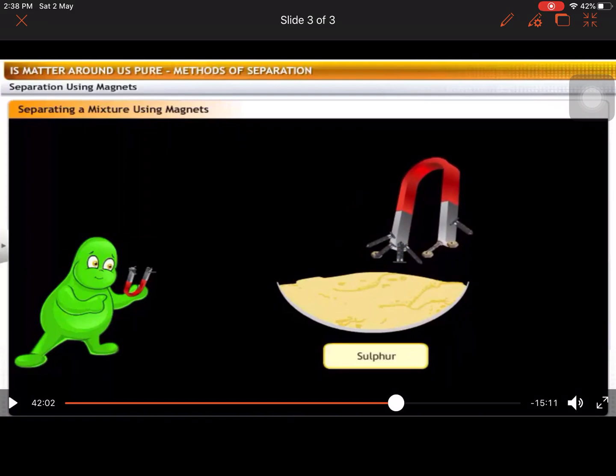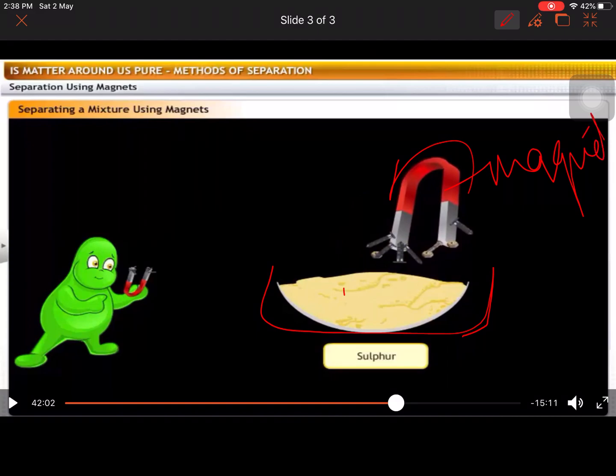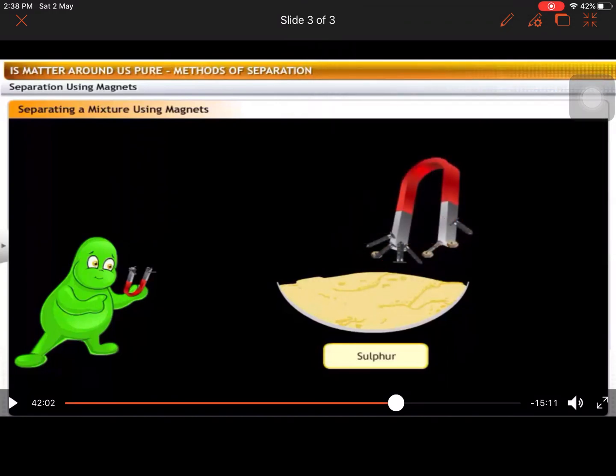Iron can be magnetized, right? So iron is attracted towards the magnet, see. Then the mixture of sulfur and iron can be separated just by passing this magnet over the mixture. Only iron will stick to the magnet and get separated from the sulfur, right? So this method is used to separate a mixture in which one of the components is a magnetic material.